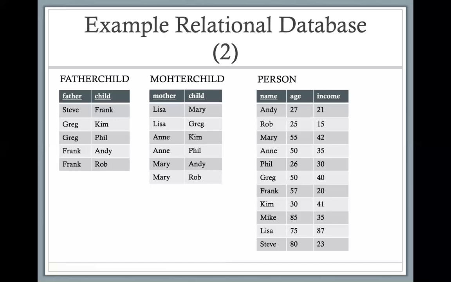Child equal to name. But I'm not joining father child with person. I'm joining father child with mother child. I want to find, for instance, for Kim, that her father is Greg and her mom is Anne. So Kim is the second row in father child, and the third row in mother child. So I want to display that Kim has a father Greg and a mother Anne. So I don't really look at person at all. I am trying to join the two tables, father child and mother child only.